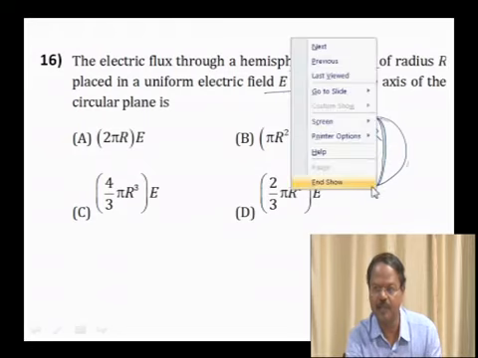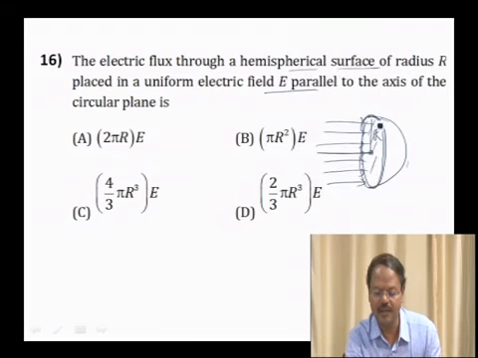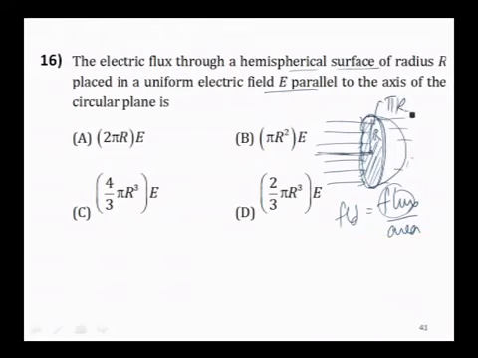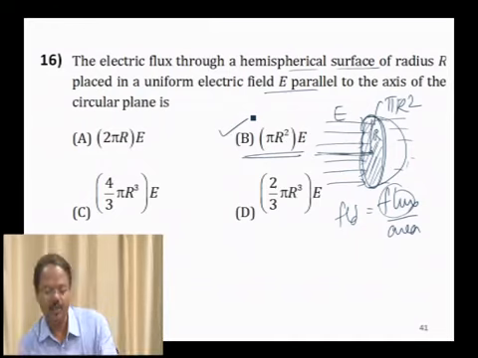This shape does not come into the picture, because whatever goes through this area is going through this sphere. So you have to consider this area, because when you define flux by area times field, you are considering the normal component of that. For this area it is perpendicular, and therefore flux is field into area. The area of this is pi r square, and the field here is E. Therefore, pi r square into E. That should be the answer, question number 16, option B.